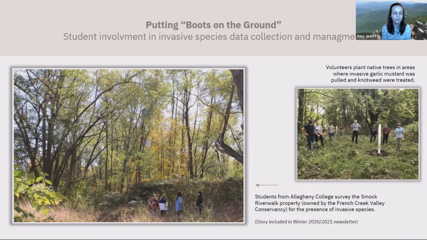So really cool story, really great partnership between this college and this land trust, and a win-win in both situations, where the Conservancy is getting help to do this type of work, and the students are getting this really great experiential learning where they get to actually do this stuff themselves in person.